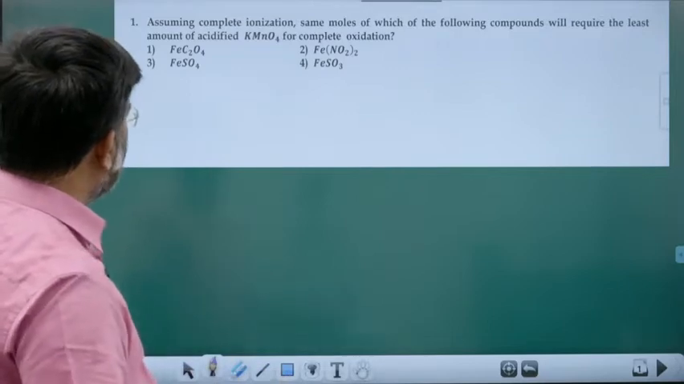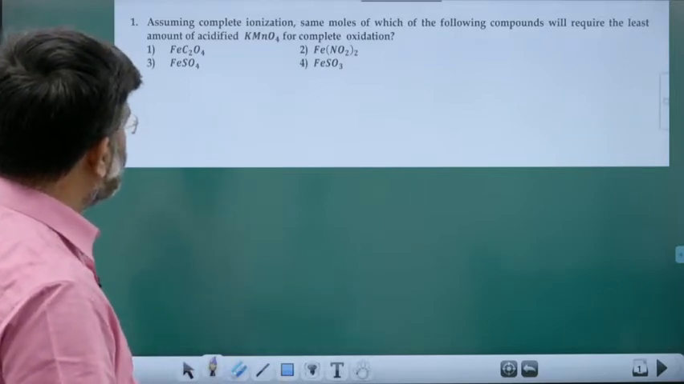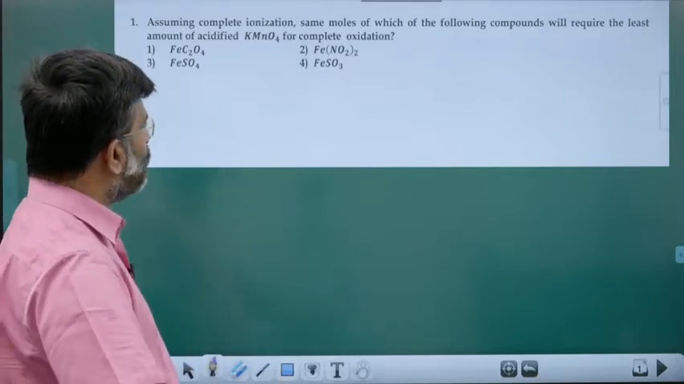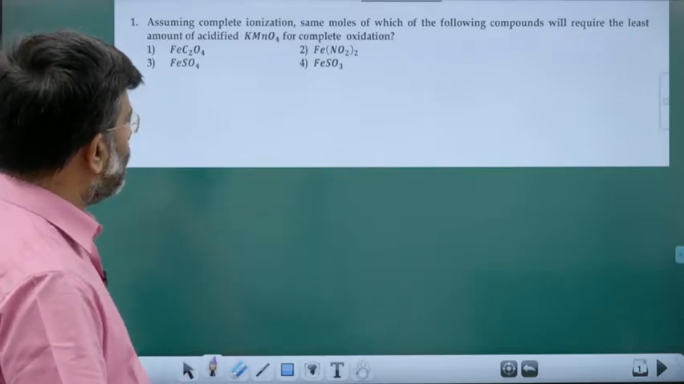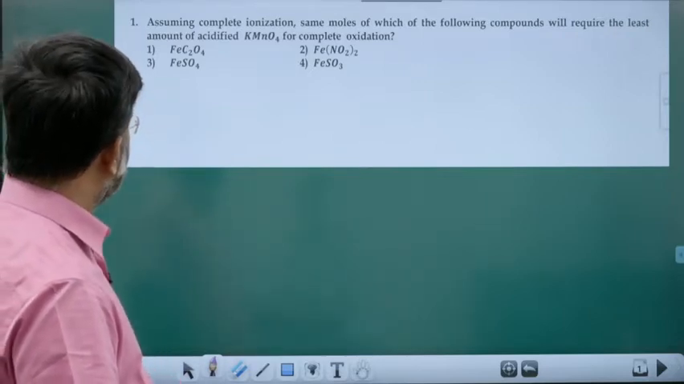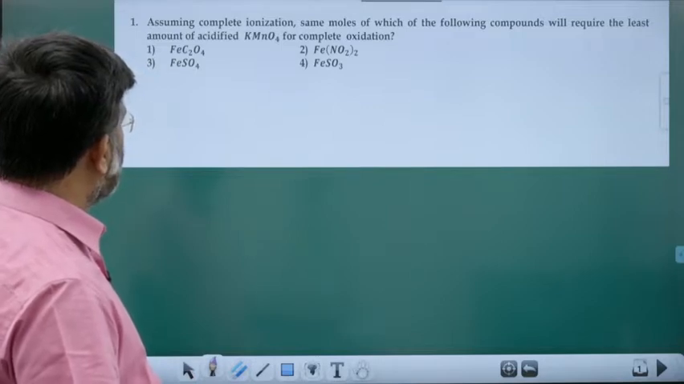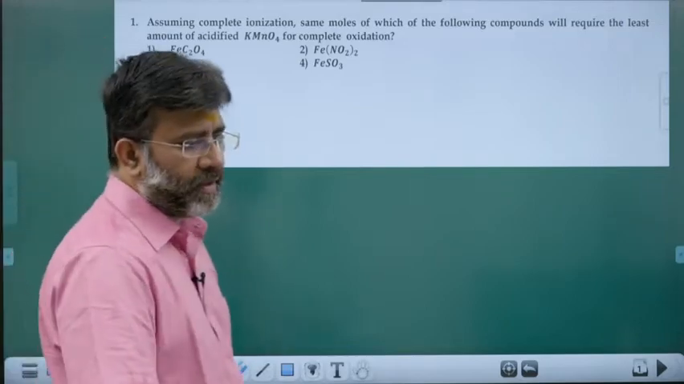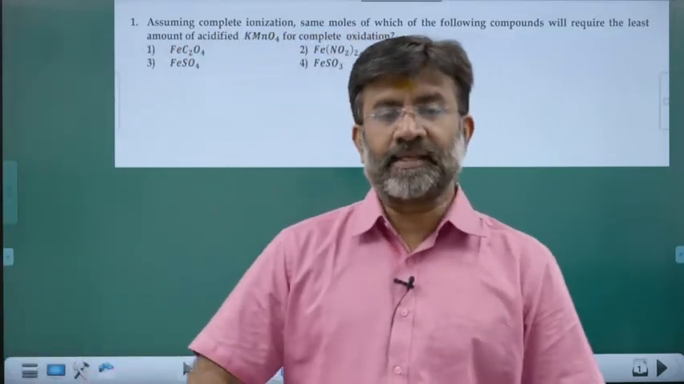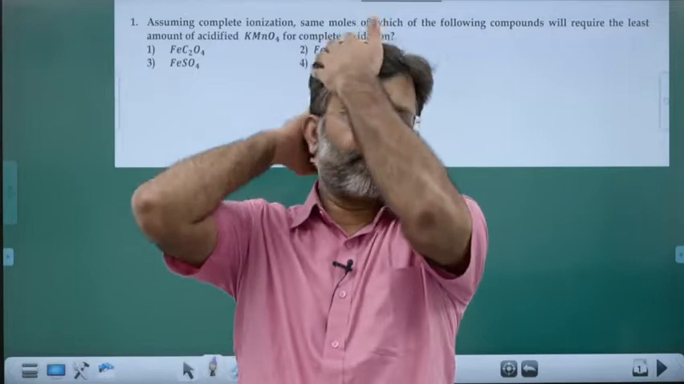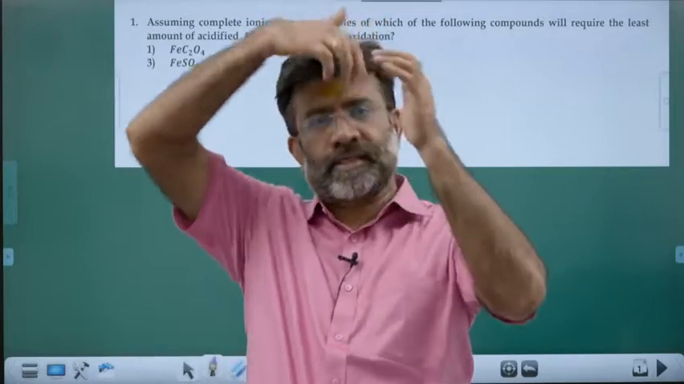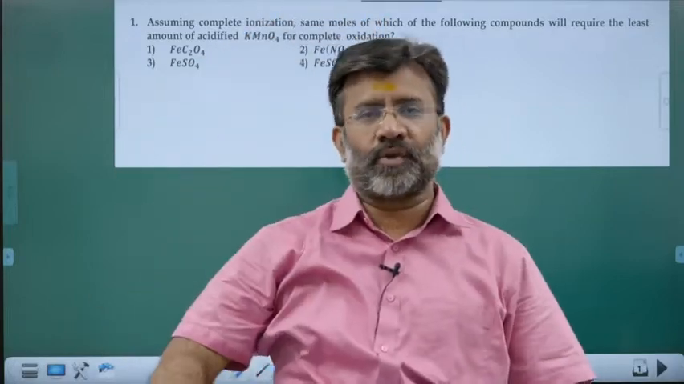Assuming complete ionization, same moles of which of the following compounds will require the least amount of acidified potassium permanganate for complete oxidation? Which will require the least amount? That is the question.